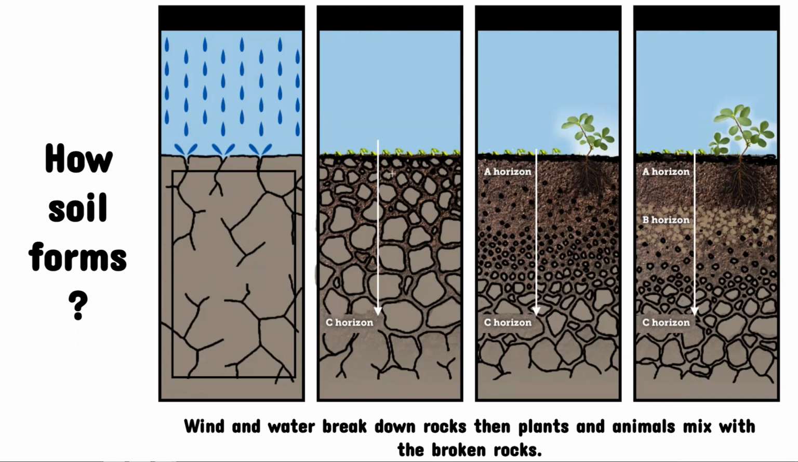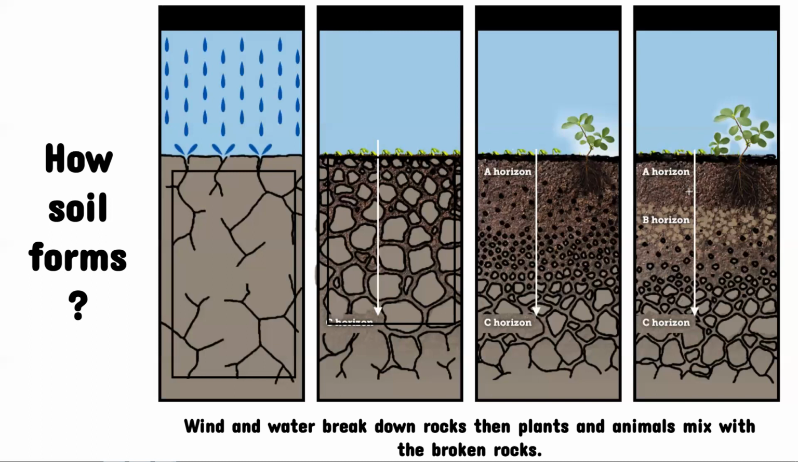After being broken down, you can see here they're turning into pieces. So they're not the same as the first picture. Now they got broken down, right? After that, the plants and animals, especially dead plants and animals, mix with these broken rocks. So now we have a mixture of small rocks and dead plants and animals. This mixture is called soil. So that is how soil forms.